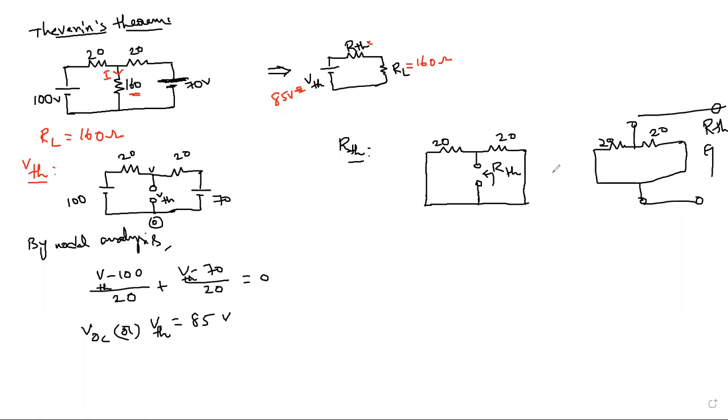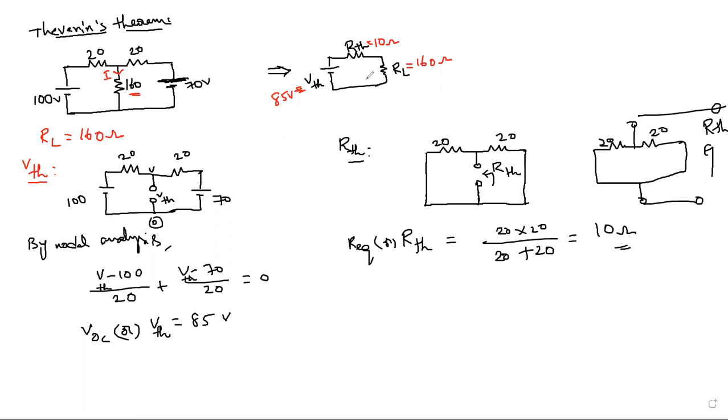So that means these two are connected in parallel. So your RTH value is nothing but your equivalent resistance. RTH or R equivalent. So value is parallel means 20 into 20 by 20 plus 20. How much? 10, sir. 10. Very good. So therefore your RTH value is 10.